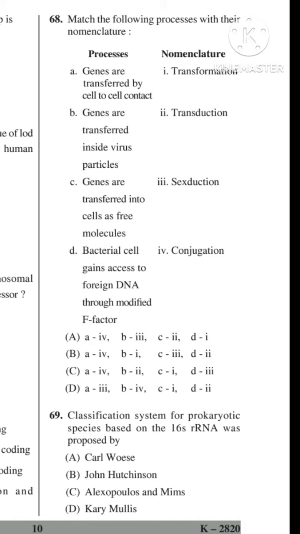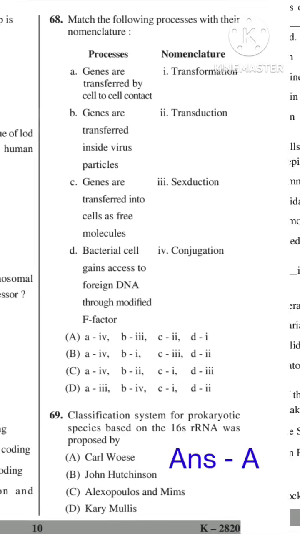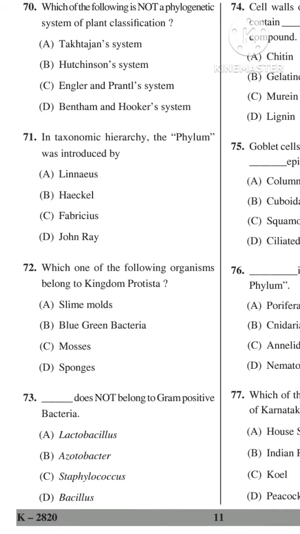69. The classification system proposed for prokaryotic species is based on 16S RNA. They are asking who gave this system. So it is a direct question. The answer is Carl Woese. Option A. Question number 70.